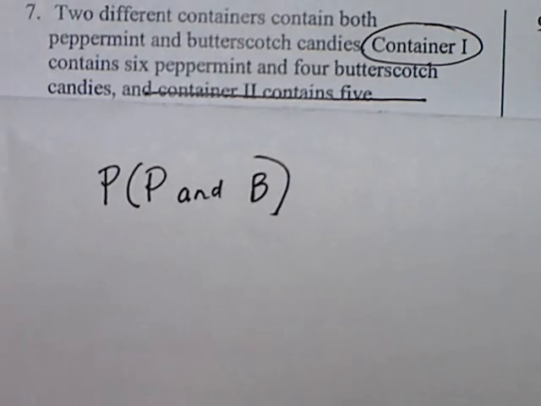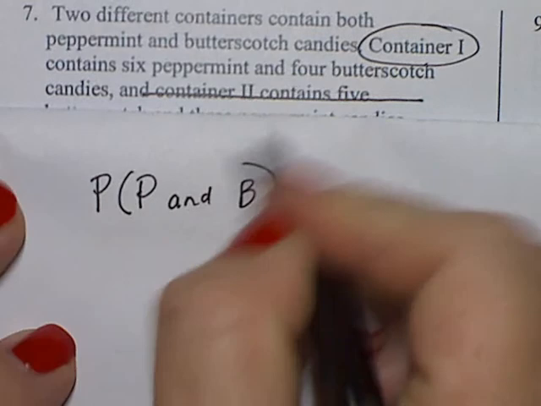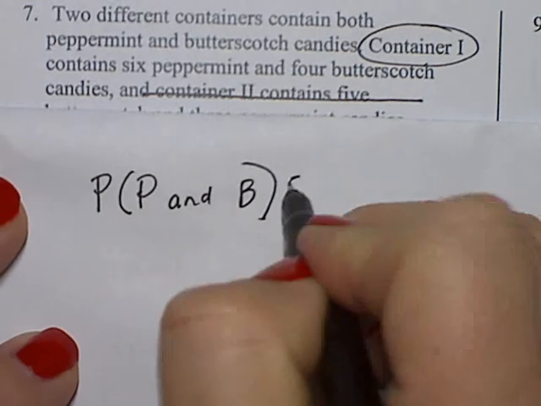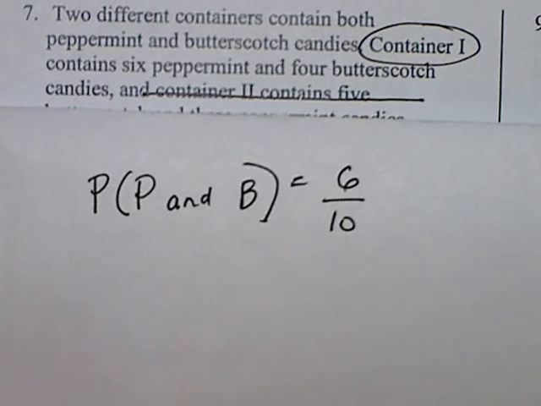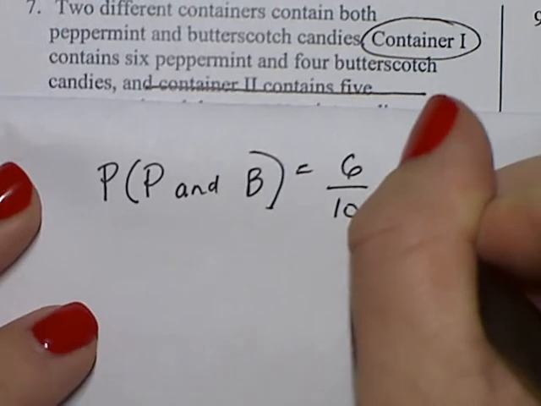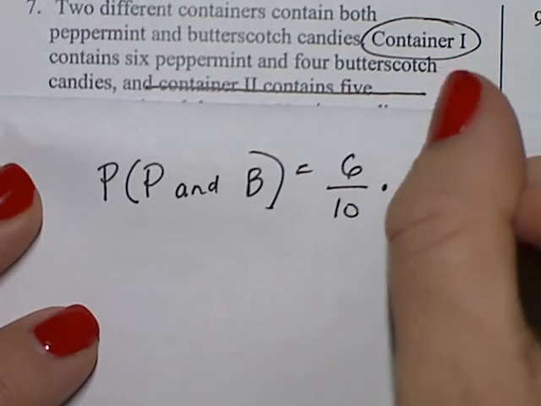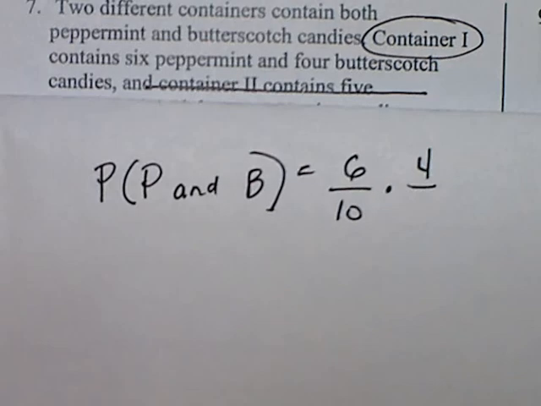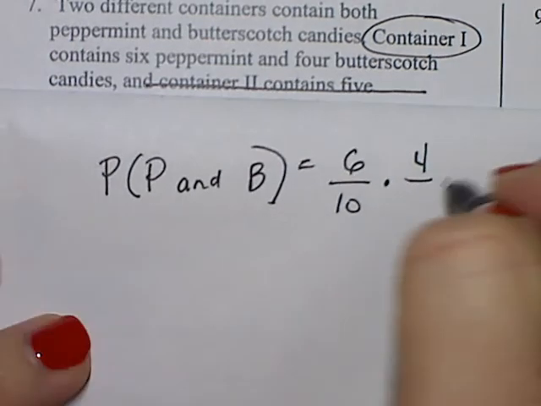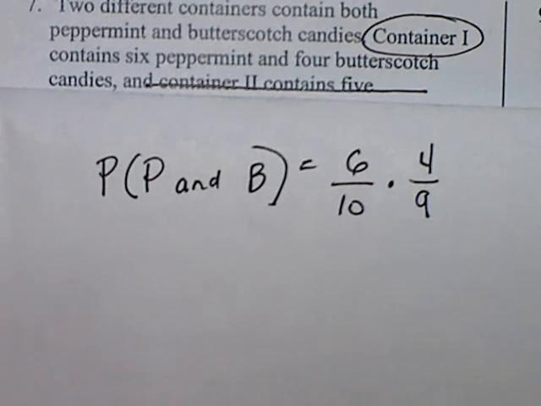So there's no replacement. Well, we know with AND statements we have to multiply, but when there's no replacement, that means it's dependent. And the reason is because the first event impacts the second event, okay? So how many peppermints do we have? 6 out of 10. But we don't replace that. So we randomly get a peppermint, great, we put it in our pocket. Now the second time we go back into the container, we're looking for a butterscotch. How many are there? 4. But it's not 4 out of 10 because you kept one candy in your pocket, making it 4 out of 9. Please write that as a fraction in lowest terms.